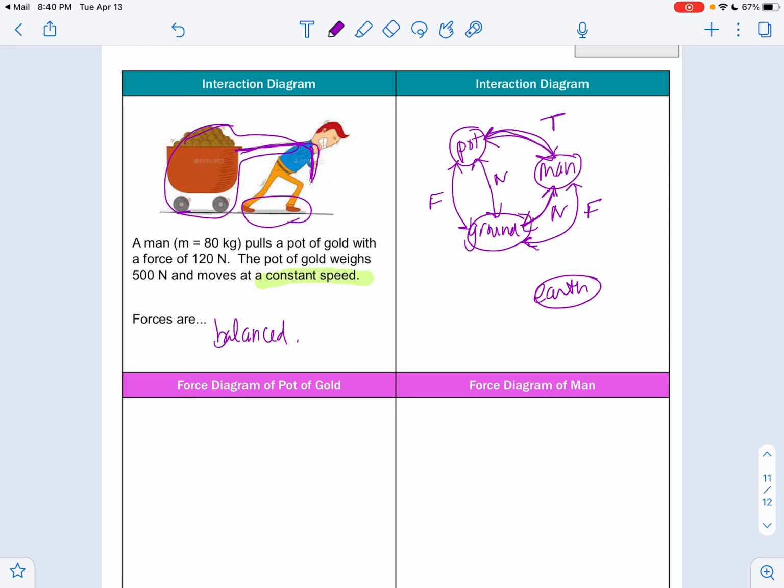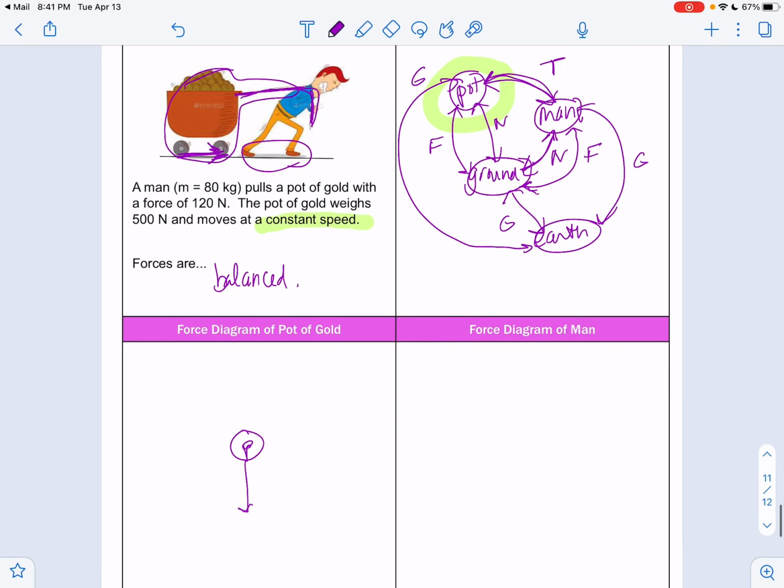It's easier just to think about this kind of sliding along the ground. Just keep it simple. And then everybody gets a gravity. So let's start with the pot of gold. I can see that the pot is getting 4 interactions. So I'm P for pot, and I'm going to start with the force of gravity.